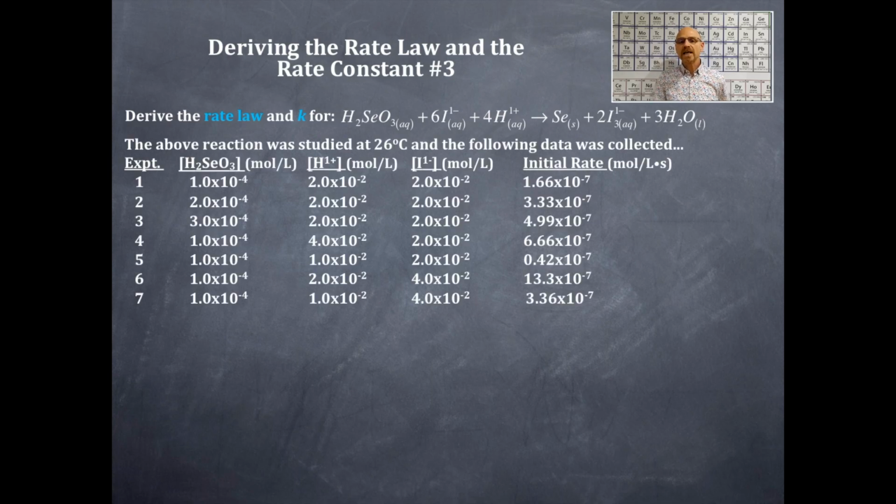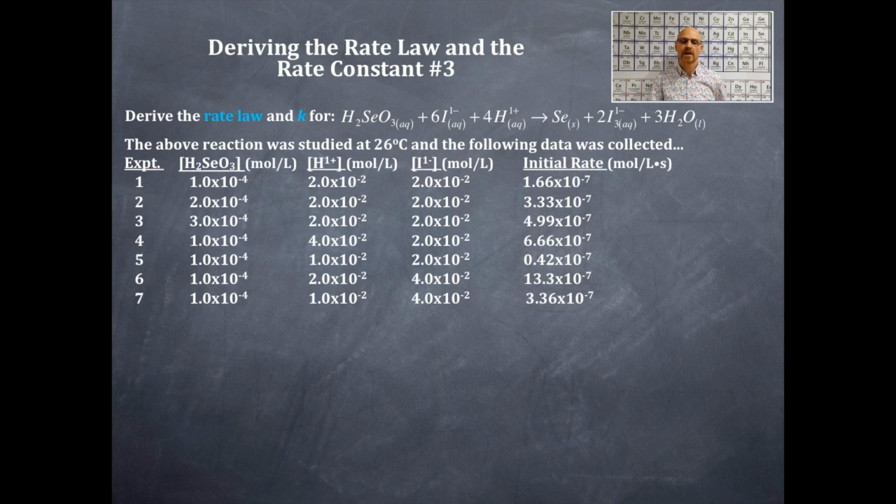Okay, so right here is a set of data. It says the above reaction was studied at 26 degrees and the following data was collected. You should see that I've got a number of columns here. I'm going to move from the left to the right. First column on the left is experiment numbers 1 through 7, and correspondingly I have concentrations in moles per liter of each of the 3 reactants.